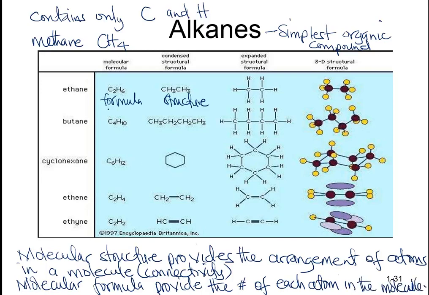So you can see here the formula is just telling us that we have 2 carbons and 6 hydrogens. Here the structure is telling us that 1 carbon is connected to 3 hydrogens and the other carbon is connected to 3 hydrogens. So this is a condensed structure, while this one is an expanded structure formula. So you can be shown organic compounds and asked which one is this? Is it a molecular formula? Is it a structure? Is it a condensed structure, or is it an expanded structure? Also take note of the 3D structures.